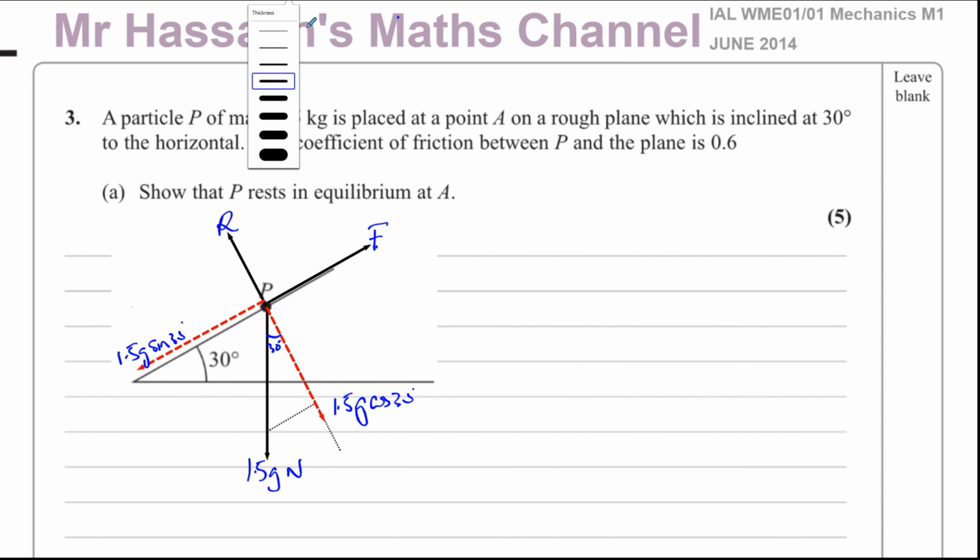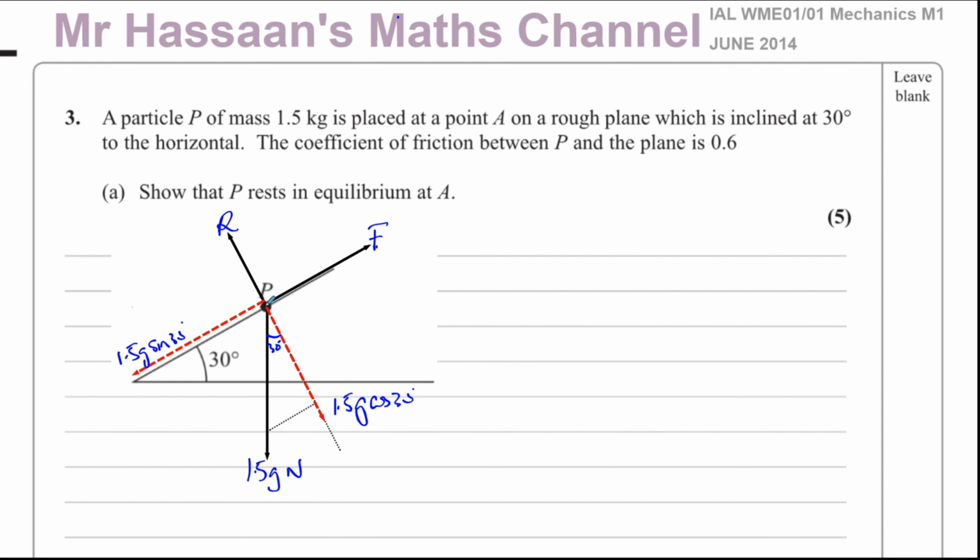So now we have resolved all the forces parallel and perpendicular to the plane. These red lines are the weight resolved parallel and perpendicular to the plane. Now we can start considering what we mentioned earlier about the value of F max as compared to the value of the force that's acting down the plane.